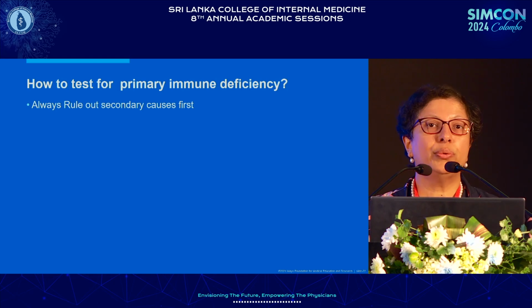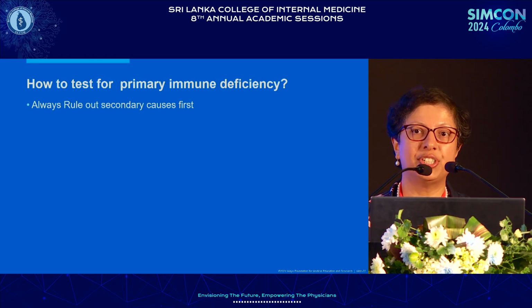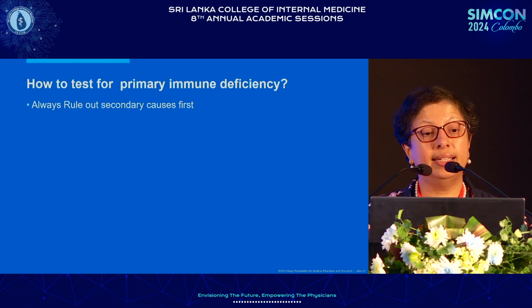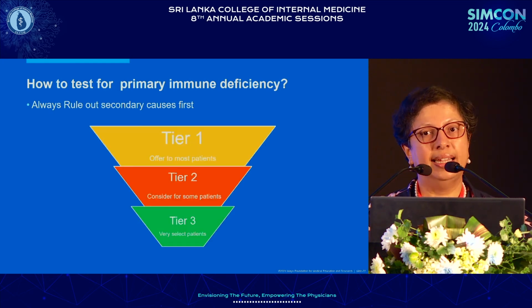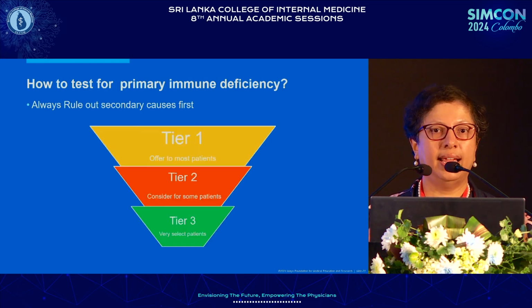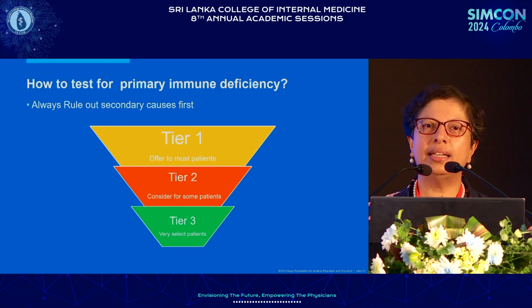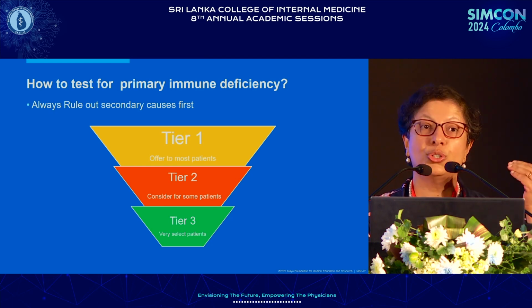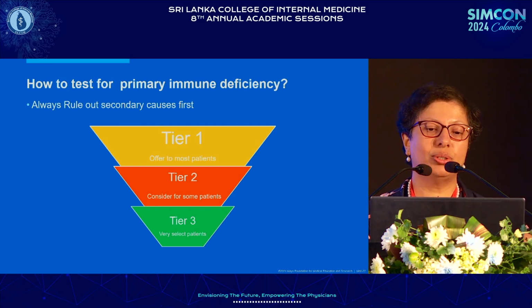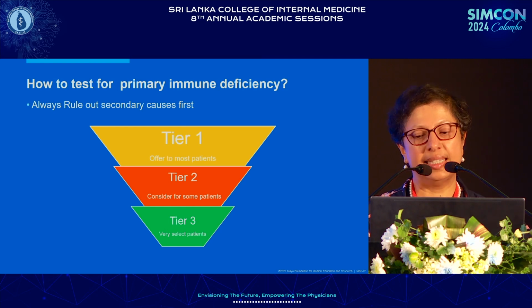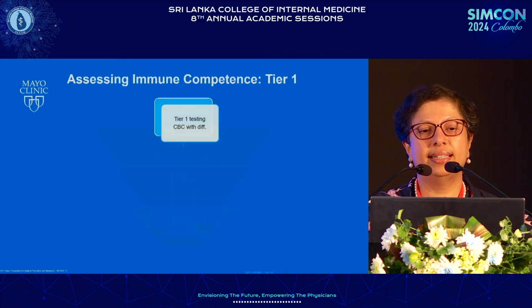So what do we do? How do we test for a primary immunodeficiency disorder? As I mentioned, and kind of stressing again, rule out secondary causes first. And then we have three tiers of testing. And I want us to focus just on tier one, where we should offer it to most patients. And tier two and three, we should leave it when we really, really think this patient could have an immune deficiency disorder. So tier one, we offer to all patients that come to us. Tier two, to a select few. And tier three is for the very select patient that I'll come and talk about in the end.